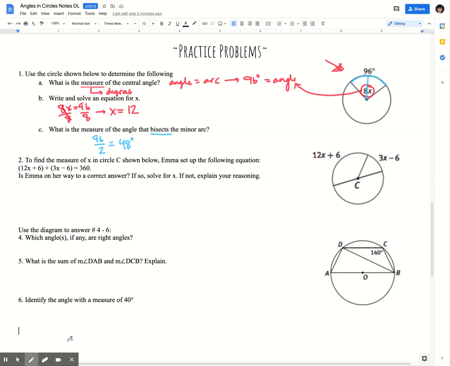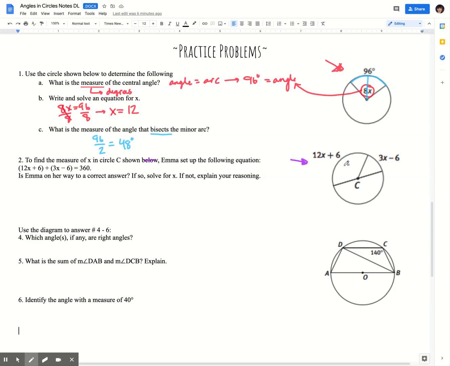All right, let's take a look at number 2, which says to find the measure of x in circle C shown to the right. Again, all the language should be fixed on your version of this. It's just not fixed currently on mine. So she set up this equation.